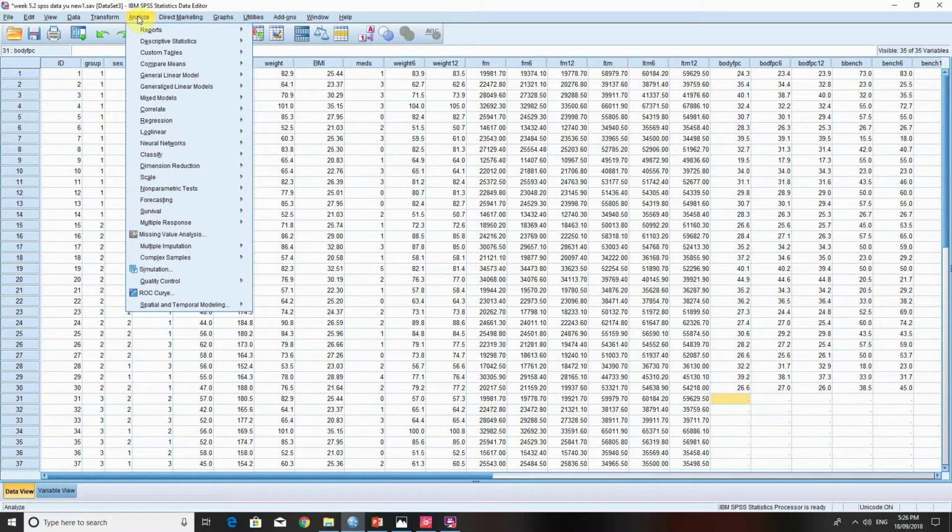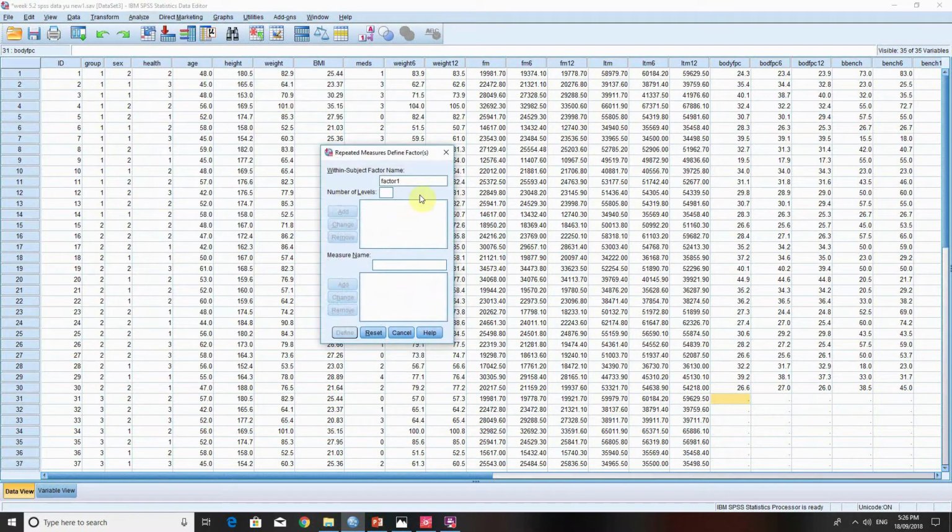All right, so to do the actual repeated measures ANOVA, we're going to go to Analyze, General Linear Model, and Repeated Measures. Here it asks for a within subject factor name. This is going to be time, because what we're looking at is difference over time. It's a repeated measures ANOVA. The thing we're repeating is time. So our number of levels is 3, because we have 0, 6, and 12 weeks. We're going to add that. Now we have to define it.